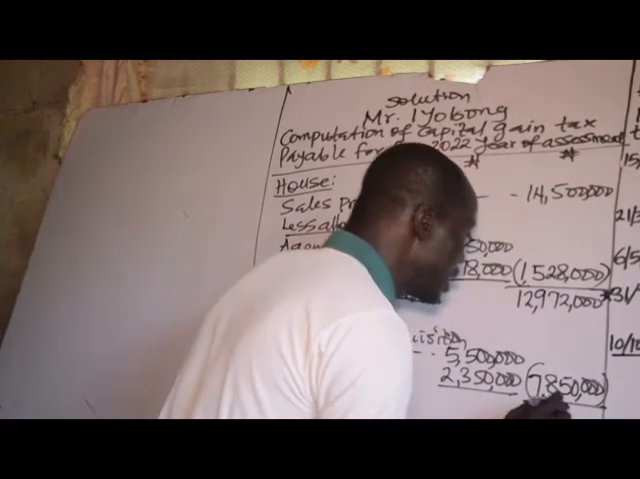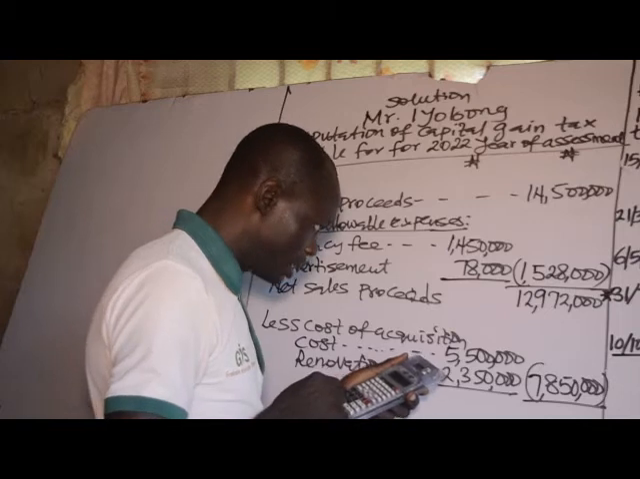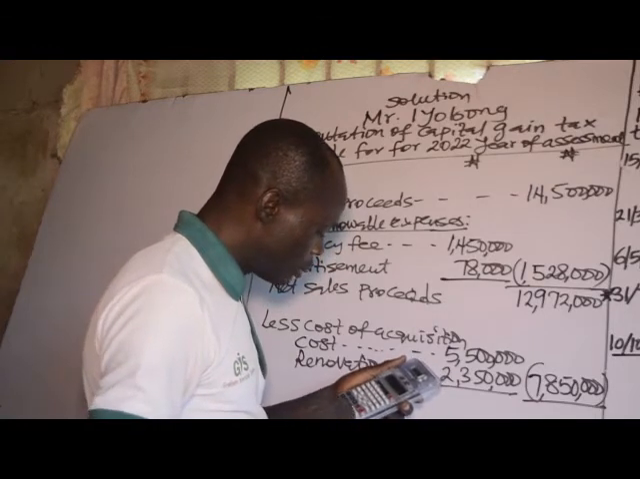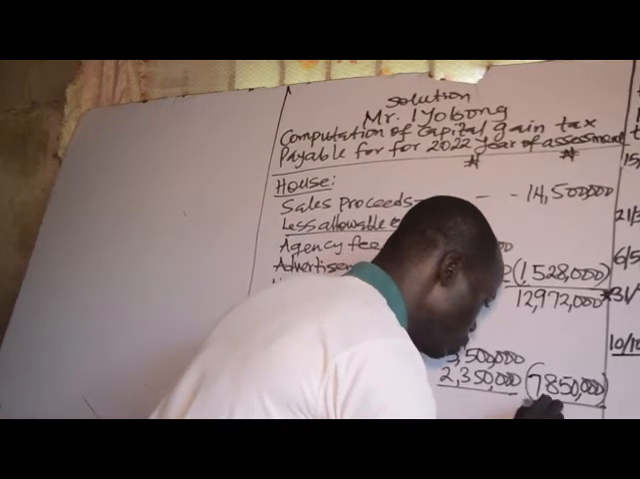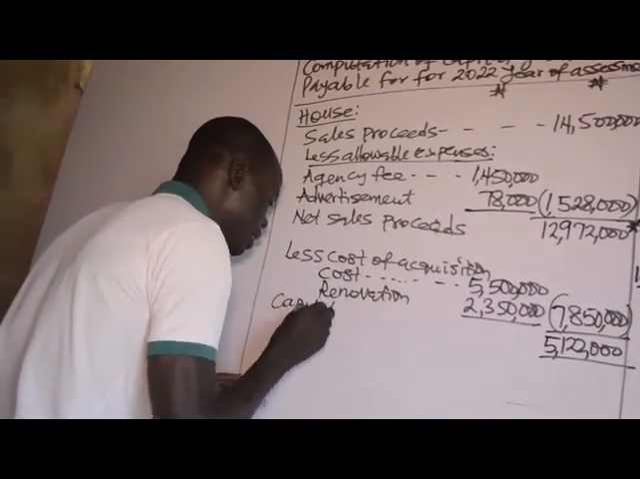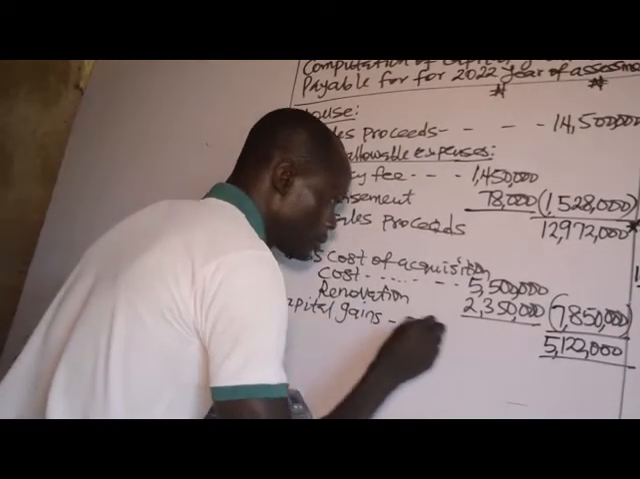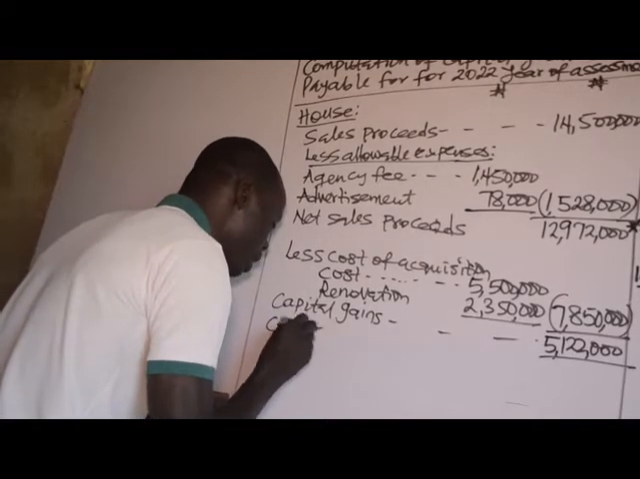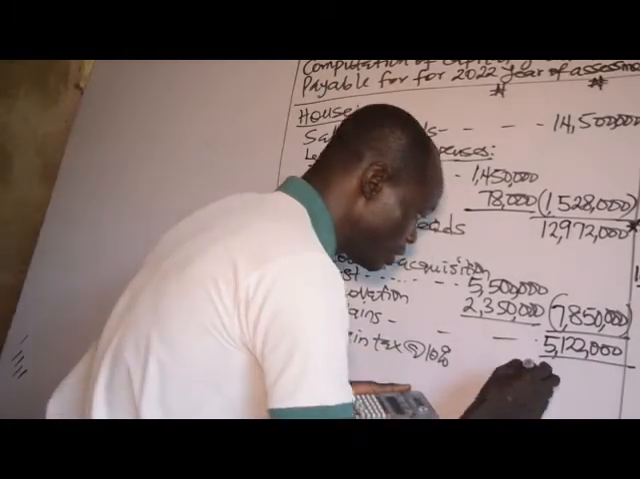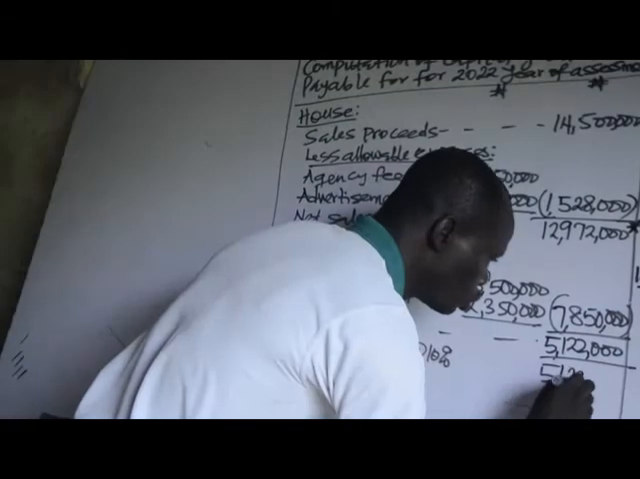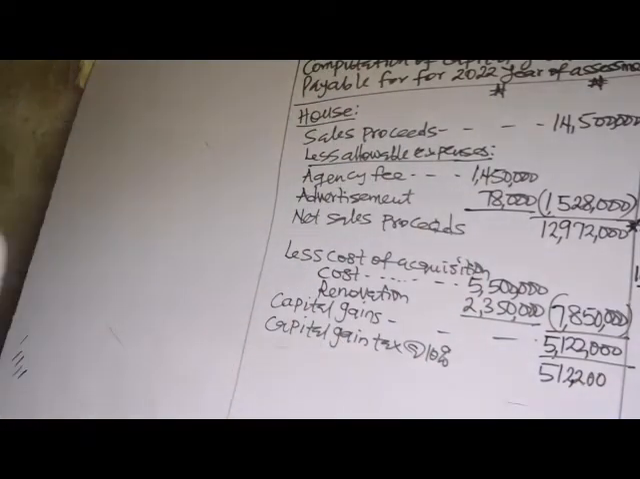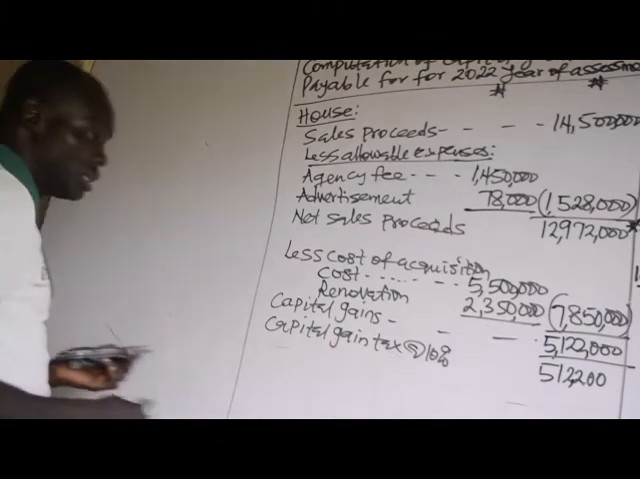By the time you deduct it from the net sales proceeds of 12,972,000, then you have 5,122,000. That is the capital gains. Then capital gain tax at 10%. 10% of this will be 512,200. That is the capital gain tax on the house.